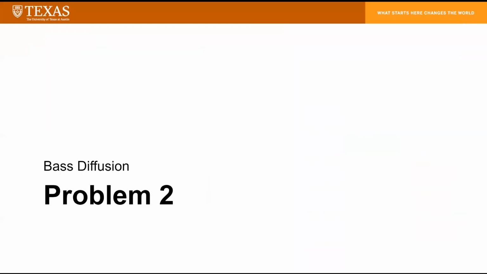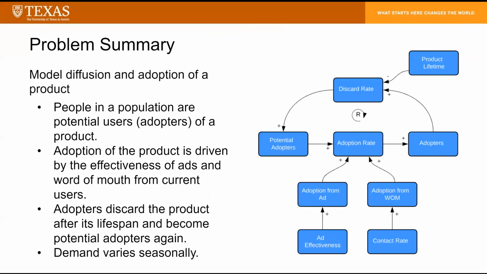Okay, as part of the second problem, we are going to deal with a diffusion model. This is a causal loop. We basically have 2 main stocks, potential adopters moving to an adopter phase through an adoption rate that is in turn affected by adoption from ads and adoption from word of mouth from current adopters. Finally, you can go back from the adopter phase to the potential adopter state through a discard rate that has to do with the product lifetime.